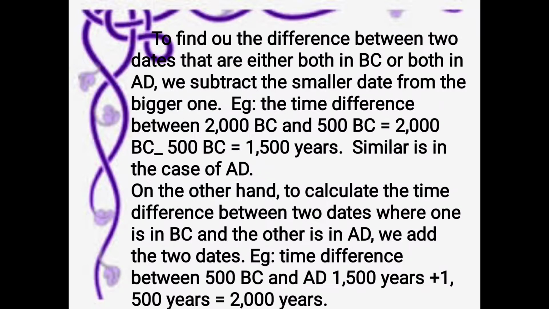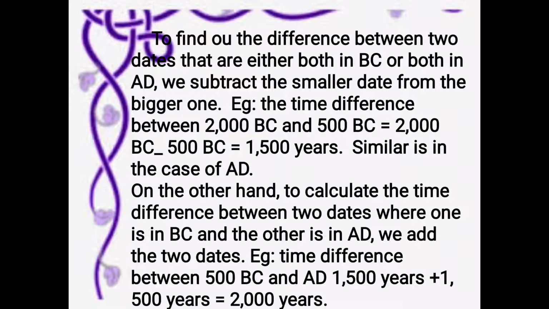Okay, moving forward, here we have to find out the difference between two dates that are either both in BC or both in AD. We subtract the smaller date from the bigger one. Example, the time difference between 2000 BC and 500 BC is equal to 2000 BC minus 500 BC, that is 1500 years. Similar is the case for AD.